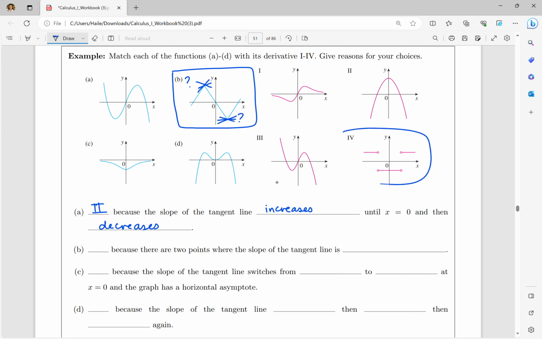And I think number 4 fits the bill because we have these 2 discontinuities. So we'll say number 4 because there are 2 points where the slope of the tangent line is undefined.